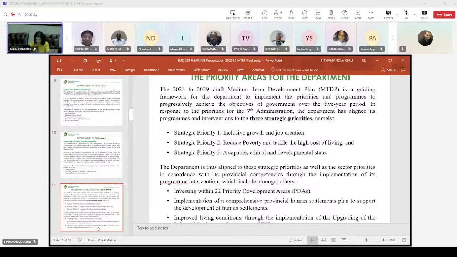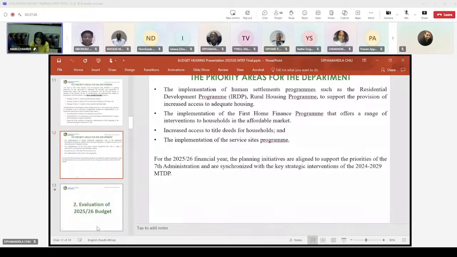We move on to slide 12, the implementation of the human settlements program, such as residential development program, rural housing program to support the increased access to adequate housing, implementation of the first home finance program that offers a range of interventions to households in the affordable rental market, increased access to title deeds for households, and implementation of the service sites program. For the 25-26 financial year, the planning initiatives are aligned to support the priorities of the 7th administration and are synchronized with the key strategic interventions of the 24-29 MTDP.